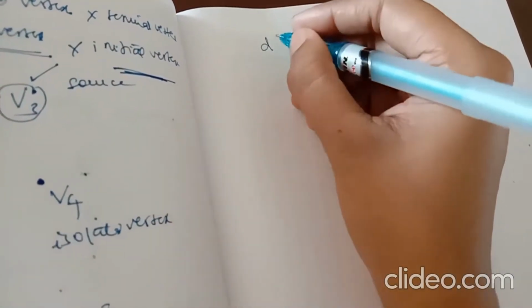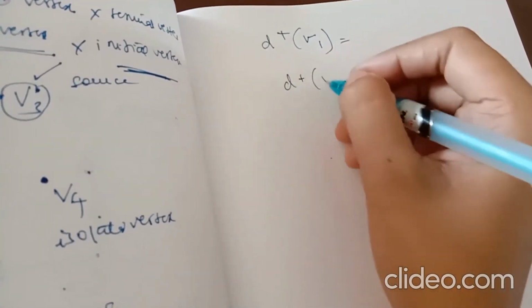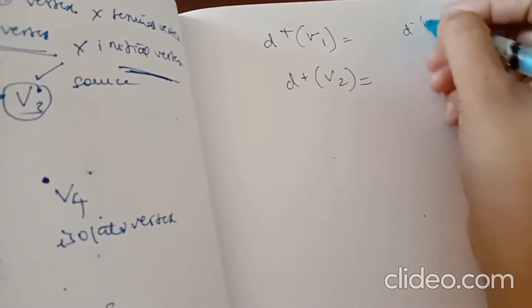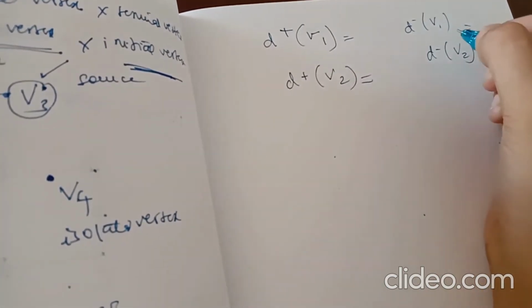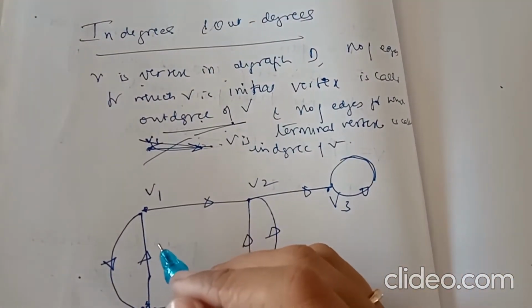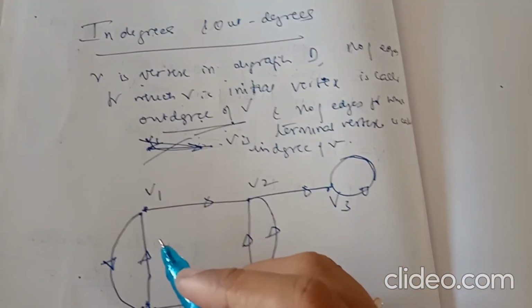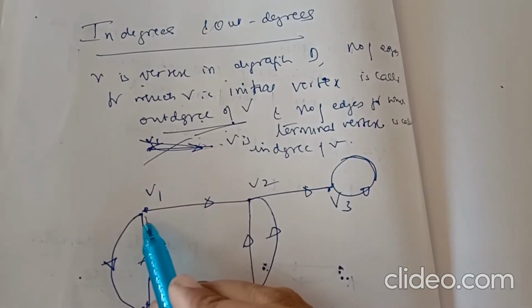What is the out degree, that is d plus of v1? And what is d plus of v2? What is d minus of v1? What is d minus of v2? So d minus means in degrees, d plus means out degrees. According to the definition, we can find the out degree as the number of edges for which v is the initial vertex.